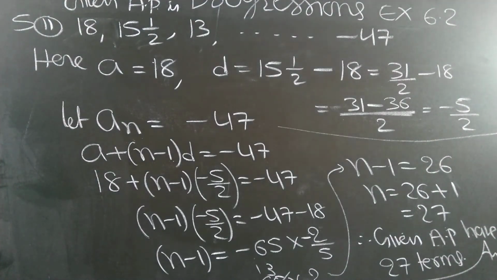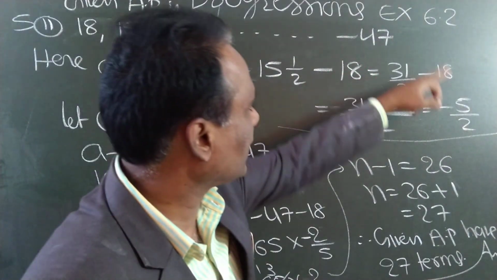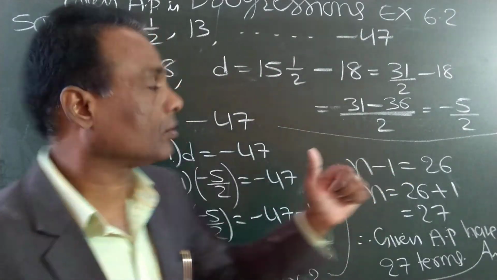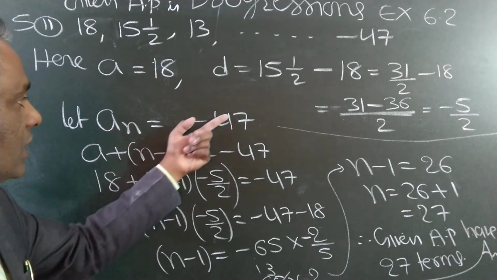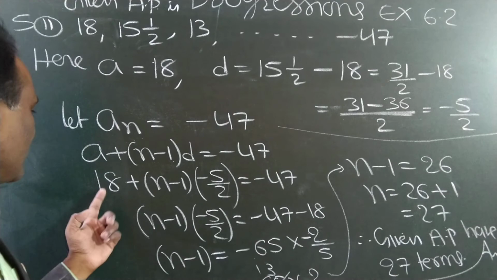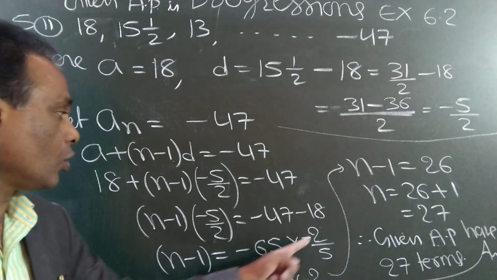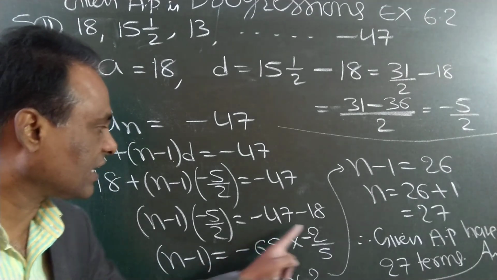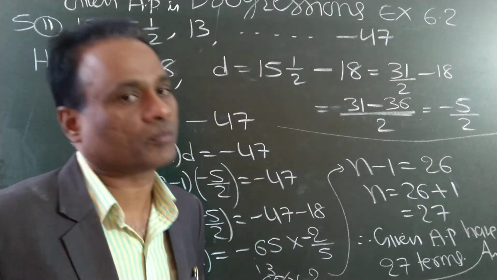Nothing difficult. A is 18, D is 15 and a half minus 18. You do the simplification and it is minus 5 by 2. We got the A value and D value. Minus 47 is which term? Let minus 47 be the nth term. The nth term formula: A plus (n minus 1) into D is equal to minus 47. A value 18, D value minus 5 by 2. So 18 that side, minus 18: minus 47 minus 18 is minus 65. 2 will go up, 5 will go down, minus will remain the same. Minus into minus is plus, 5 13s are 65, 13 2s are 26. 26 plus 1 is 27. So this AP is having 27 terms. Right.